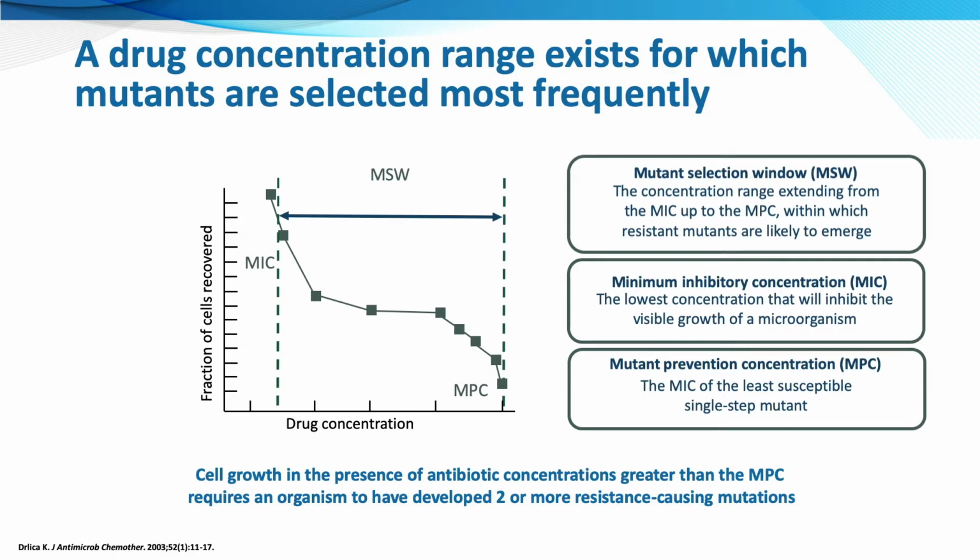Ultimately, the mutant prevention concentration is the minimum inhibitory concentration of the least susceptible single-step mutant, meaning that all bacteria are then eradicated and no mutants are produced. The goal is to achieve, at the disease target site, an applied dose that is safe and adequately exceeds both the MIC and MPC in order to eradicate the bacteria, including any potentially emerging mutant strains.